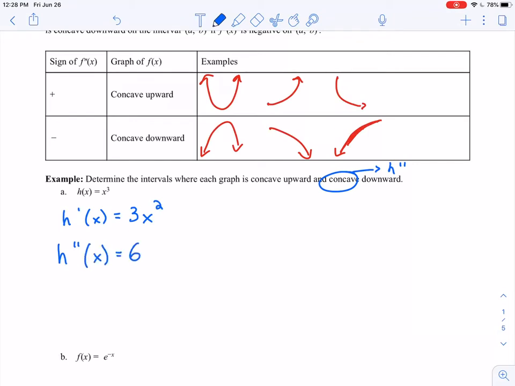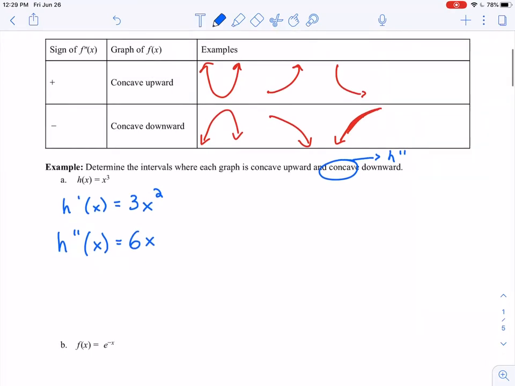Here I would end up with 6x. Just like we did with the first derivative, we're going to act like we're finding critical points, only we're talking about the second derivative here. So these aren't critical points. Critical points only refer to the first derivative. These we might just call partition numbers. They're numbers that break up the second derivative.